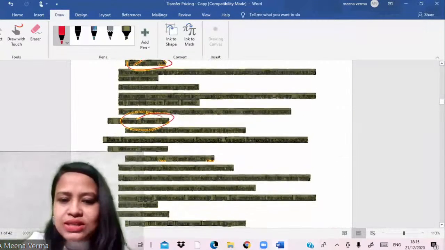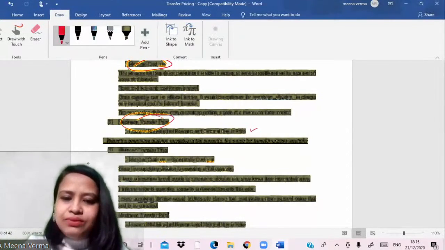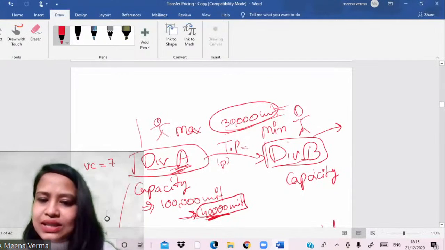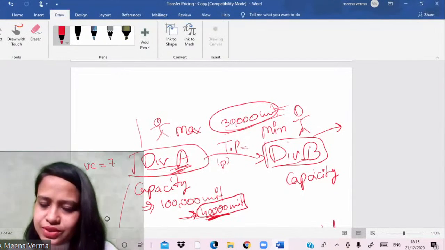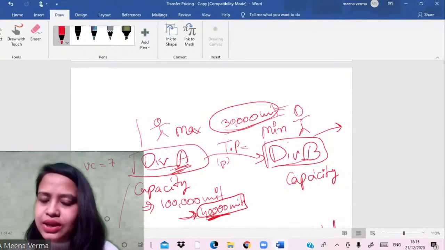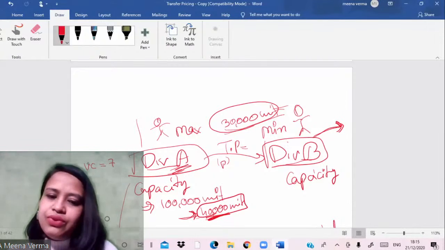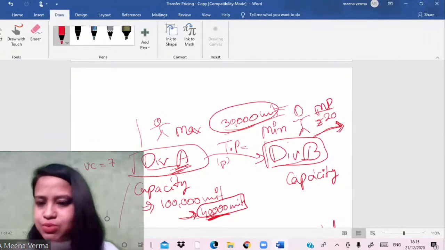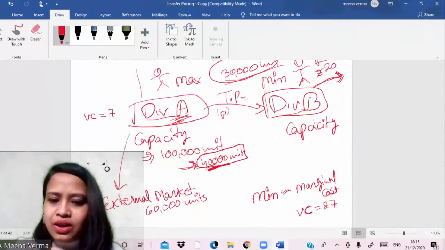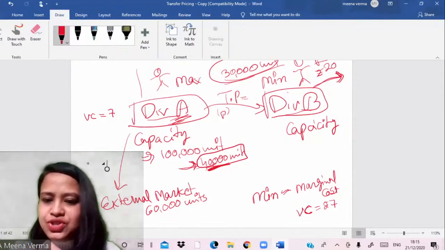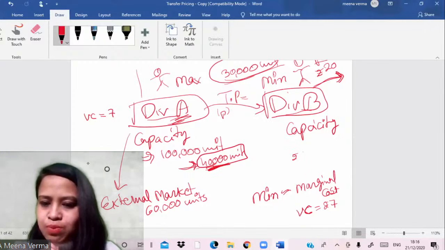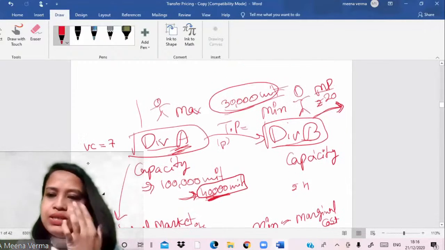For this, we will see two things. For division B, the price at which he can sell the product he's manufacturing in the market. For example, he can sell it at ₹20. This is the market price of the product which he can sell after the production. And apart from all the cost, if division B is required to do further processing, for that he needs to incur ₹4.